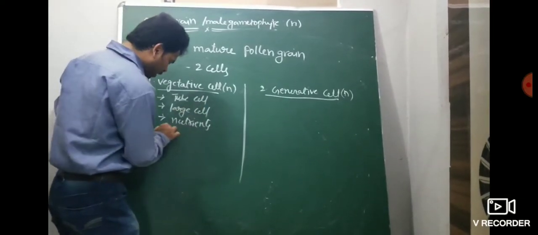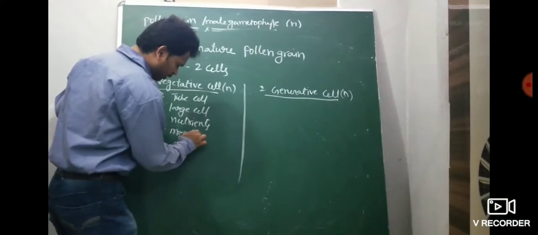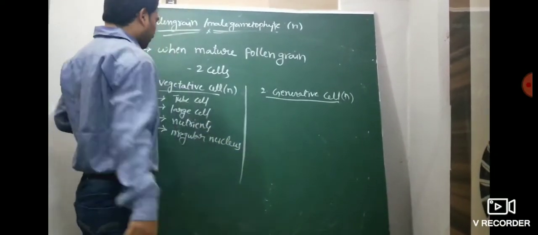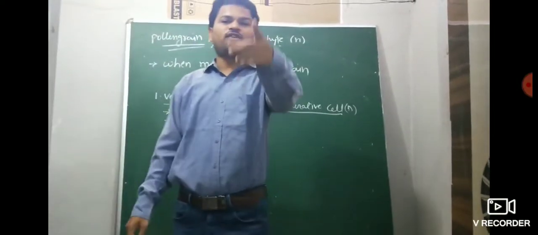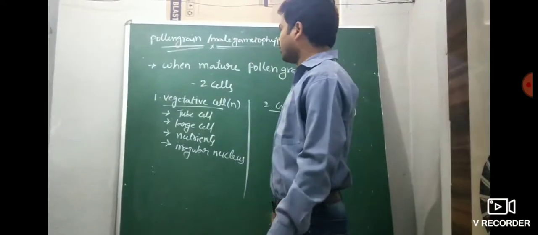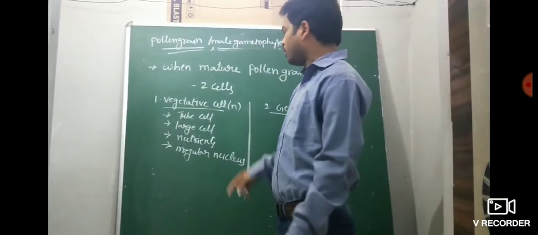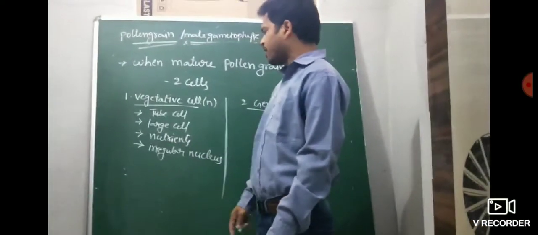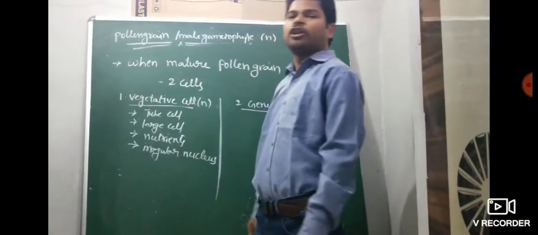Then the irregular nucleus is also very important. These points are very important. The vegetative cell is the nourishment cell. Which of the following cells is the nourishment cell in the pollen grain? The vegetative cell. It helps in giving nourishment. It is also called the tube cell. It is a large cell with a large number of nutrients and an irregular nucleus.